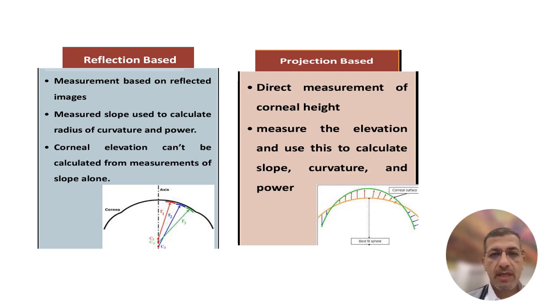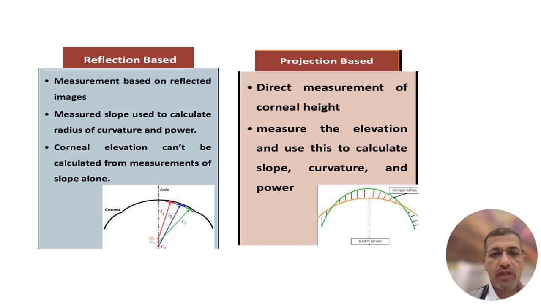So the reflection-based corneal topographies mainly gather information based on the first Purkinje image on the surface of the cornea. So it gives detailed information primarily about the curvature and the power of the cornea, without much information about the posterior surface of the cornea and not much information about the corneal thickness or pachymetry.